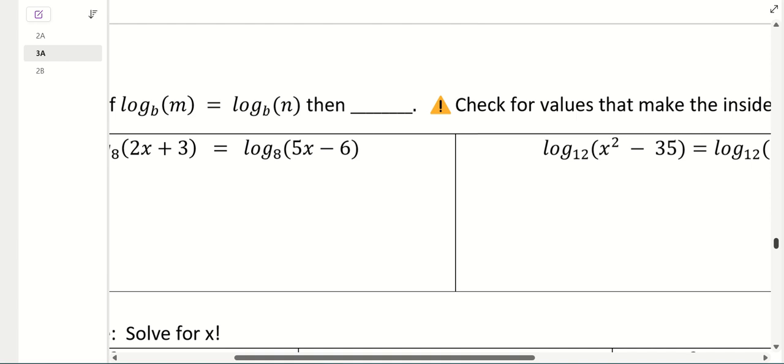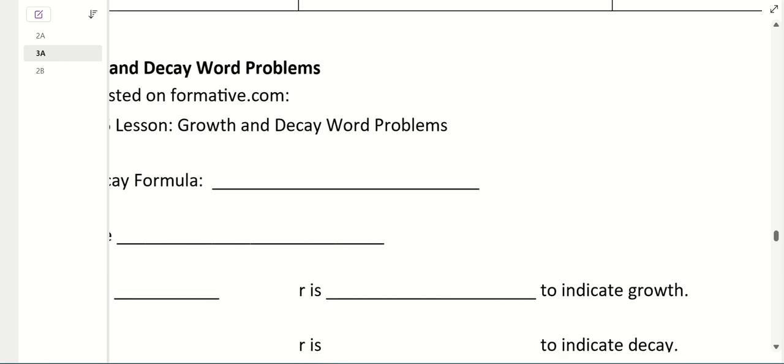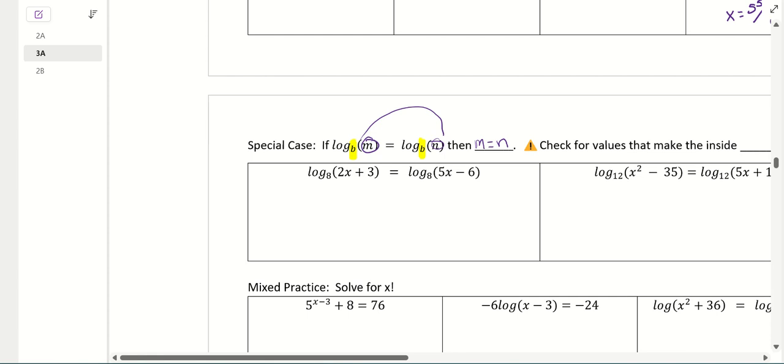If they both have a base of b, so a base of b here and a base of b over here, then we can set the insides equal to each other. We can say that m is equal to n. So if the bases match, we can say the insides are equal to each other.